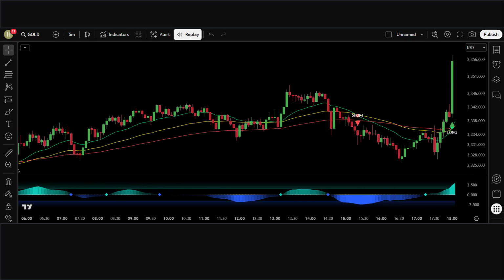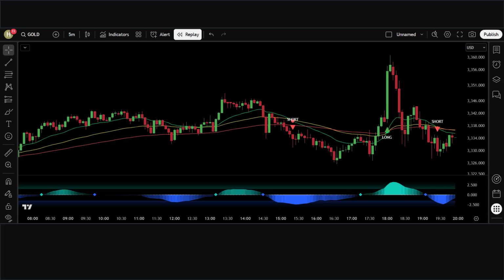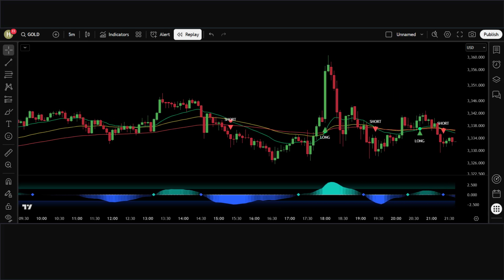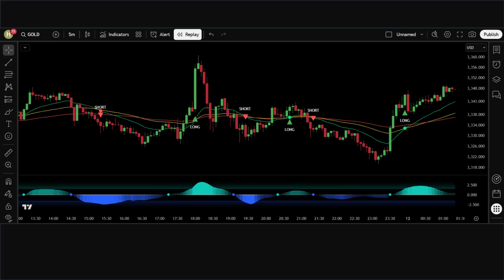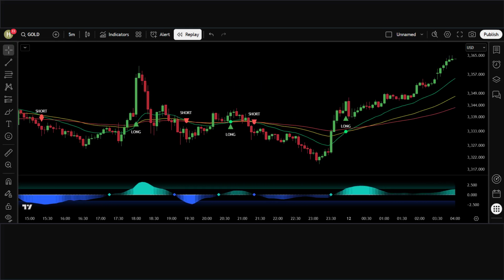strong trend continuation setups. If you want to learn more about how to set it up, customize the settings for your market, or see real chart examples, stick around. I'll walk you through everything step by step.